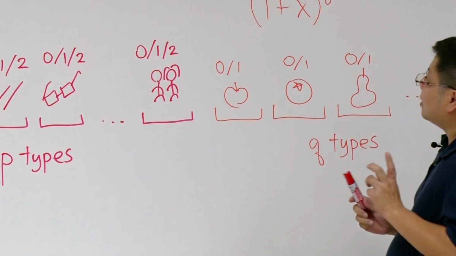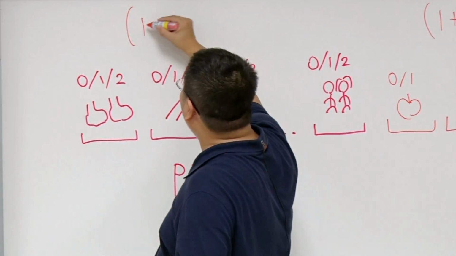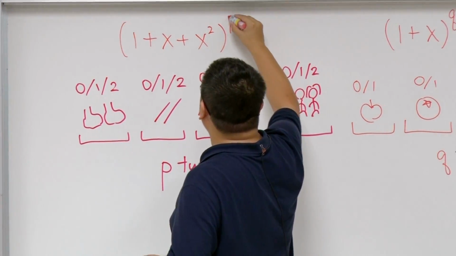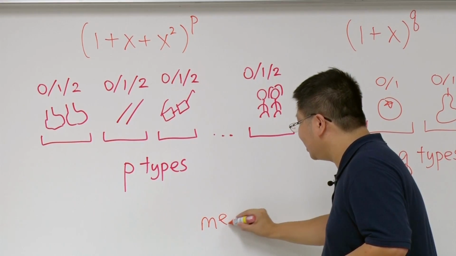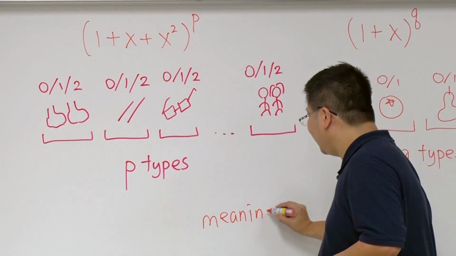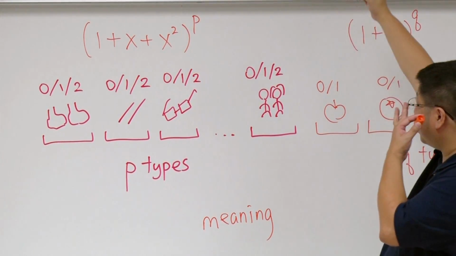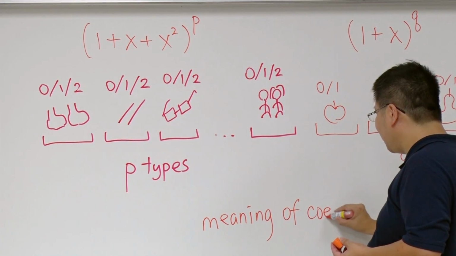Now, this will correspond to a generating function of (1 plus x squared) to the power p. Am I correct? And now the question here, this is the key question, to link this whole thing with the above problem: what is the meaning of the coefficient of x to the power r?